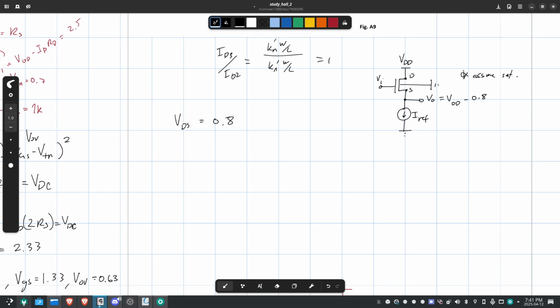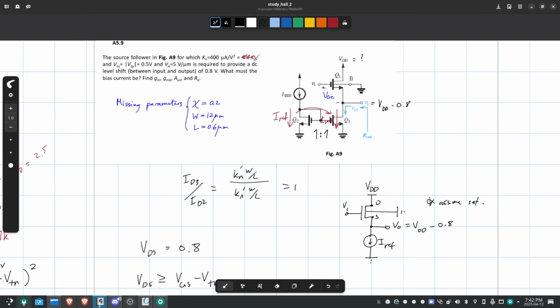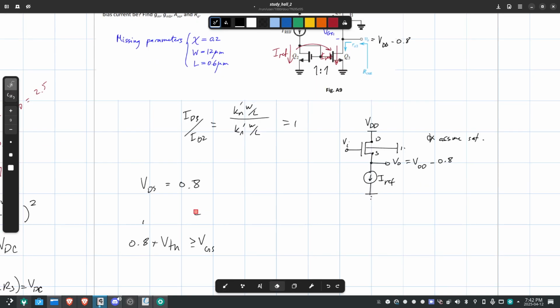Why is it 0.8 between input and output? I don't understand how that... Oh, okay, wait. So VDS needs to be greater than or equal to VGS minus VTN. Yeah, I'm aware of that, but... VDS is... 0.8 is greater than or equal to VGS minus VTN. Oh, okay. Yeah, you're right. I'm stupid. I thought you were pulling that from somewhere else. It's VGS.